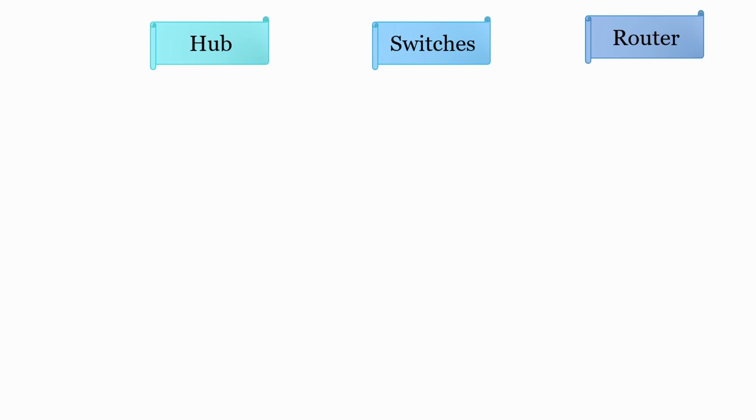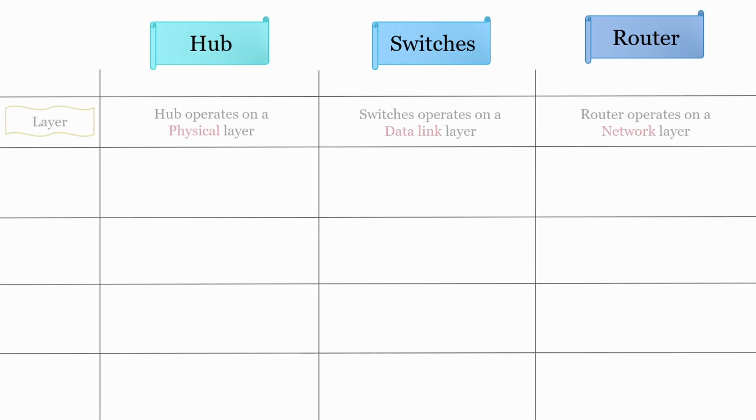If we talk about the layer on which these devices operate, then hub is a device that operates on the physical layer. Switch operates on the data link layer, as it examines the link layer addresses and uses them to identify the intended device for which the packet has arrived. Router operates on the network layer, as it has to forward the data packet from one network to another network.